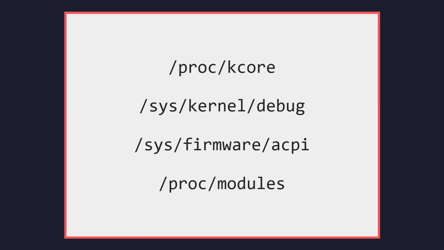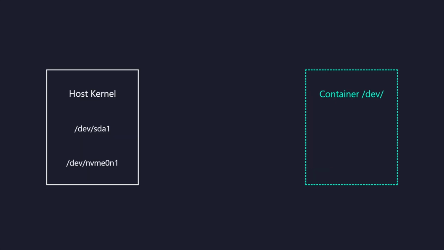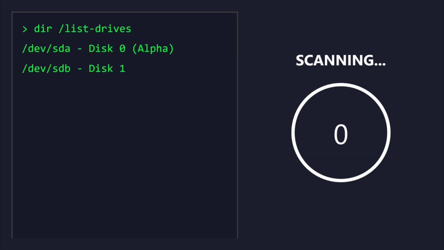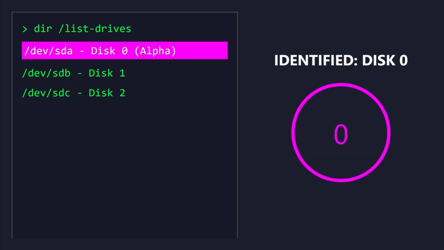Standard containers mask highly sensitive paths within the process and system file systems. Privileged mode leaves these critical kernel interfaces wide open. The container device directory gains direct access to all host block storage devices. This allows the inner process to see raw disk partitions. A system analyst can list the contents of the device directory to locate the primary host storage volume, typically labeled disk 0 or drive alpha.